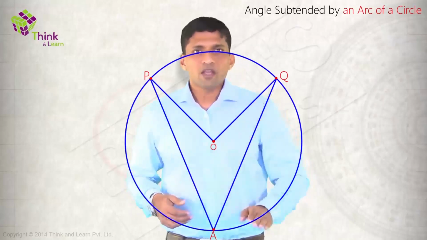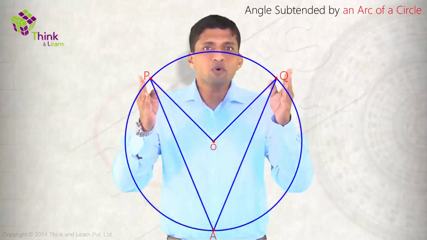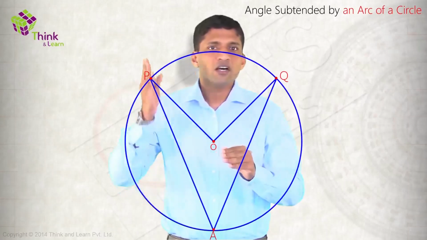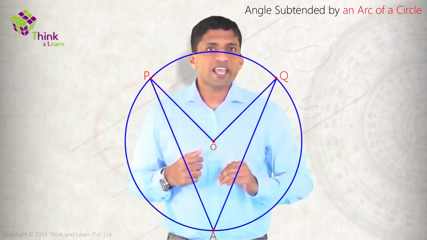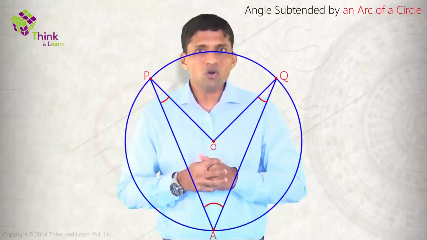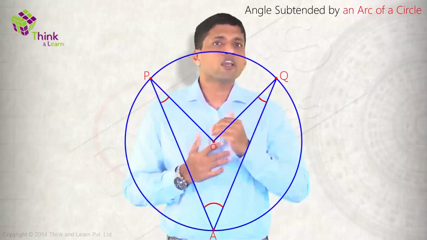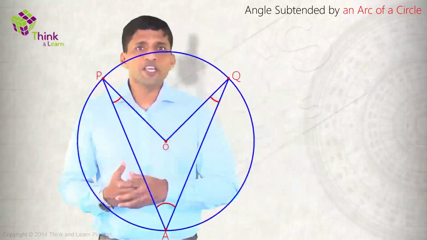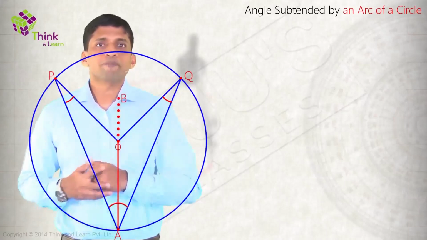What is given here? In a given circle, arc PQ is subtending an angle at the center. That angle is angle POQ. And at any point, let's say A on the circle, the angle subtended is angle PAQ. So we need to prove that angle POQ equals 2 times the angle PAQ. To prove this, first join AO and extend it to B.